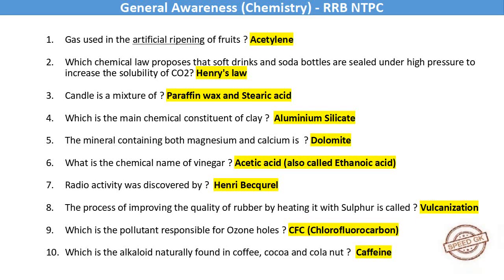Radioactivity was discovered by Henry Becquerel. The process of improving the quality of rubber by heating it with sulfur is called vulcanization. Which is the pollutant responsible for ozone holes? CFC, chlorofluorocarbon. Which is the alkaloid naturally found in coffee, cocoa and cola nut? Caffeine.